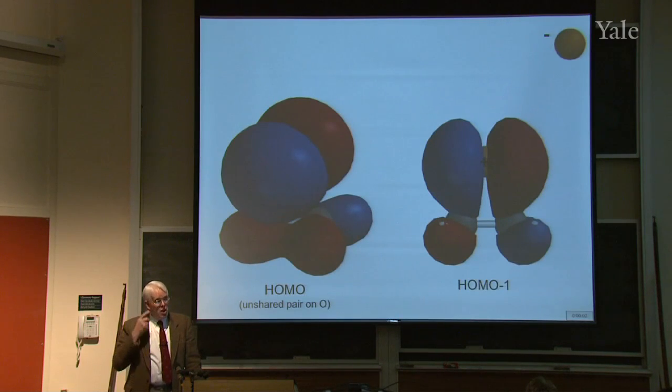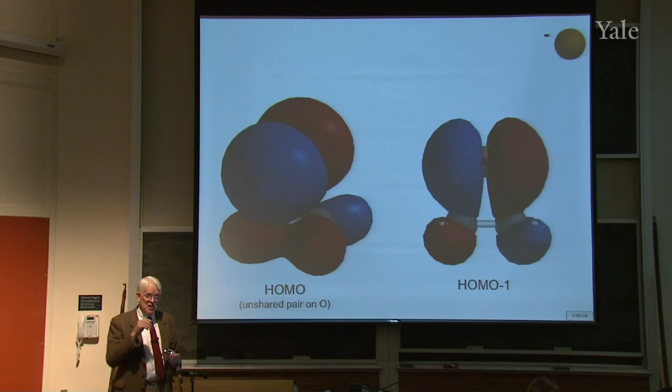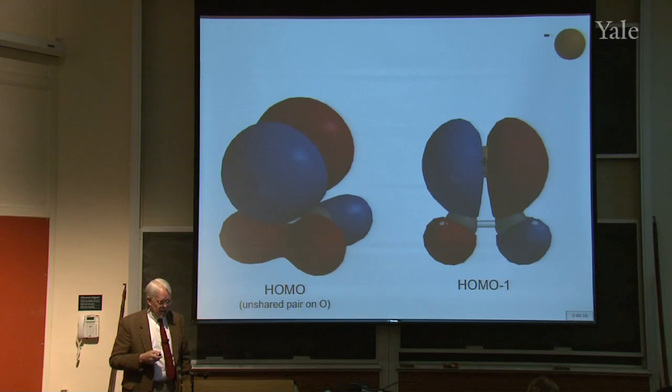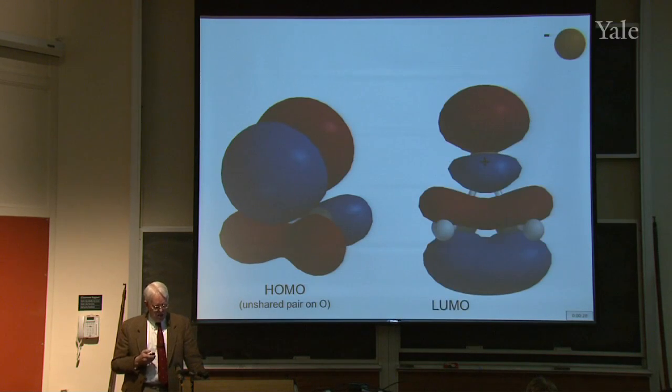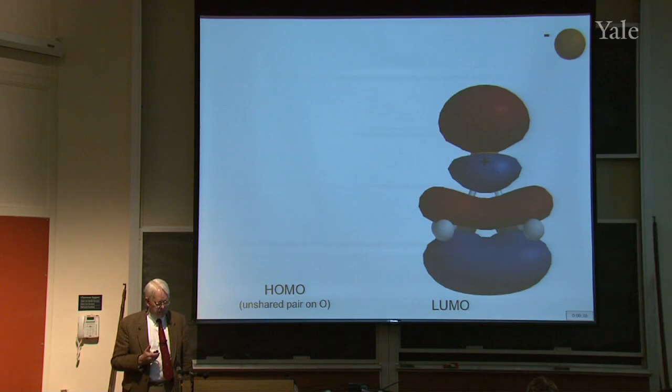Now, where is the HOMO? That's just an unshared pair on the oxygen that wasn't involved in this because it's orthogonal to the other bonds. It's in and out of the plane of the ring. So that's the HOMO. So we've seen the HOMO, the HOMO minus 1, and the HOMO minus 2 of that thing. And there's the LUMO, which is the anti-bonding combination of the chlorine and the pi.